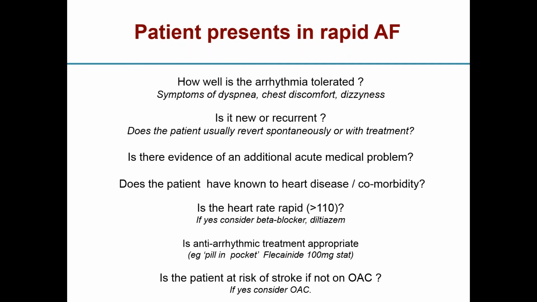And then this business of rate control. If the rate's above 110, normally we want to be giving a drug like a beta blocker or maybe diltiazem to slow the rate down. And then, is the patient at risk of stroke? That applies for paroxysmal atrial fibrillation as well as persistent. In this case, he's only 48, so it does depend on whether he's got other disease. But in the very short term, the risk of stroke would be low. Nevertheless, it's something to think about with any patient you see with atrial fibrillation.